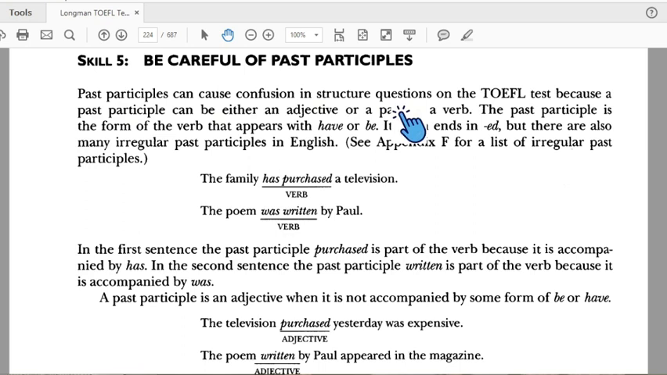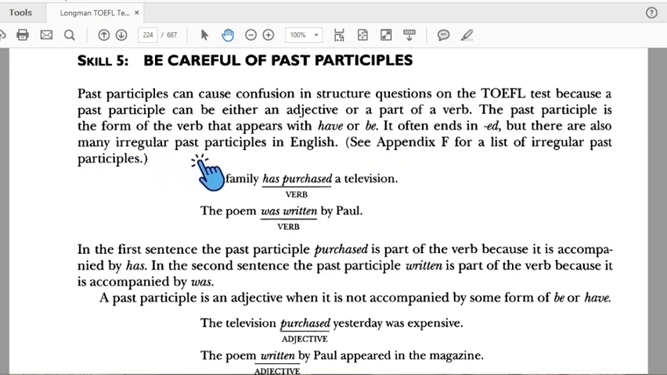Past participle can cause confusion in structure questions on the TOEFL test because a past participle can be either an adjective or a verb. It's the same, yeah, with present participle. Past participle is the form of verb that appears with have and be. And in past participle there are two. If it meets with have or be, it can appear as a verb. Or it often ends in ed, sometimes ed, yeah.